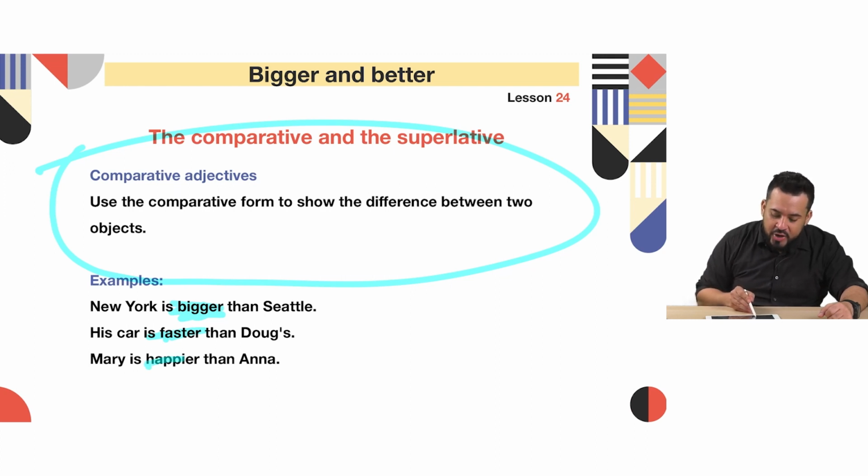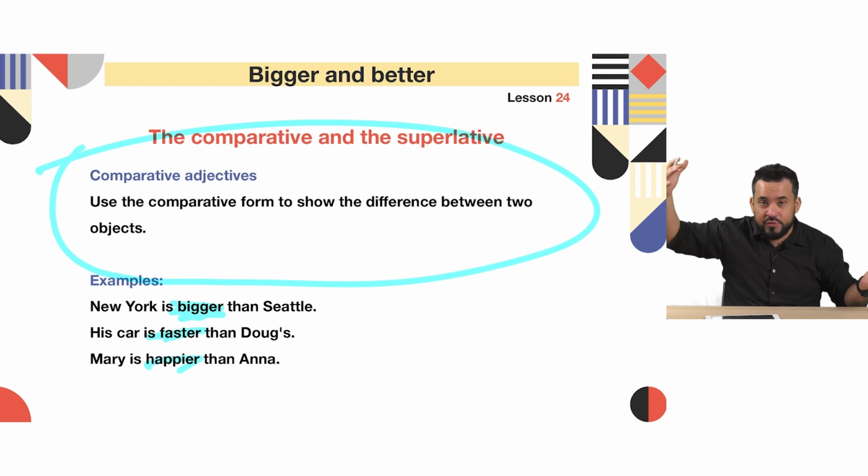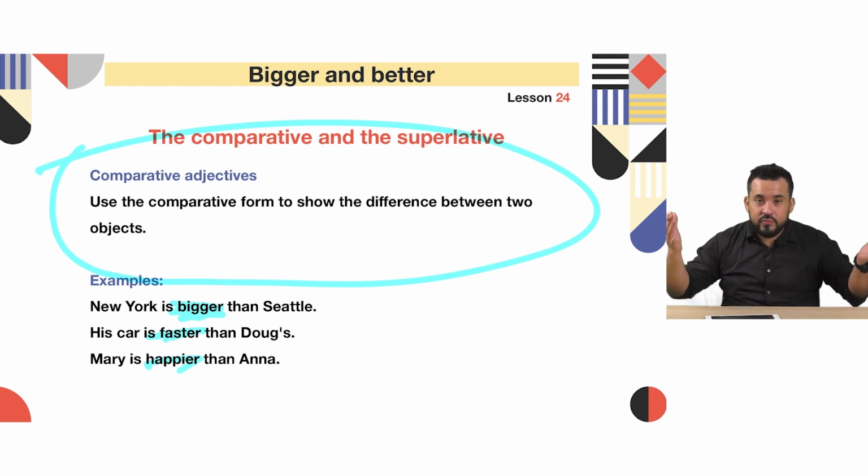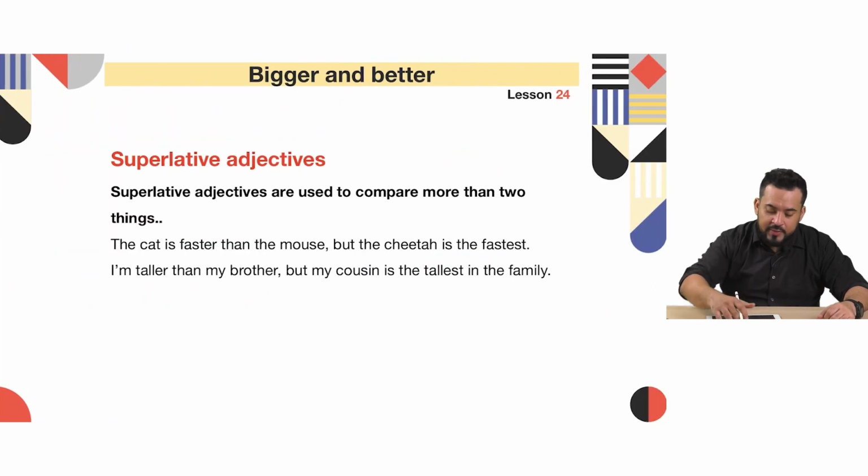Mary is happier than Anna. So ER, adjective, it means something is bigger, better, smaller, softer, cooler. Two objects being compared. All right.